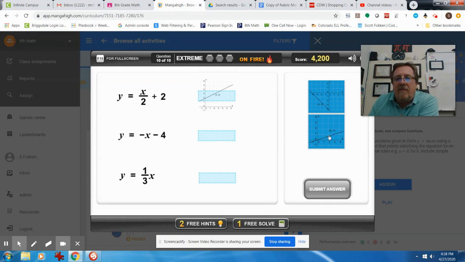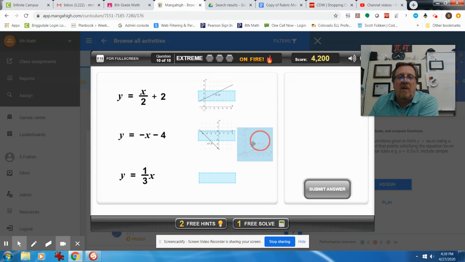This one's got to cross at 4, or -4, I should say. It's that one. And the slope is -1, see? And this one here, the b value is actually 0, because it's not there, right? So it crosses at 0, and it has a slope of 1/3, up by 1, over by 3.